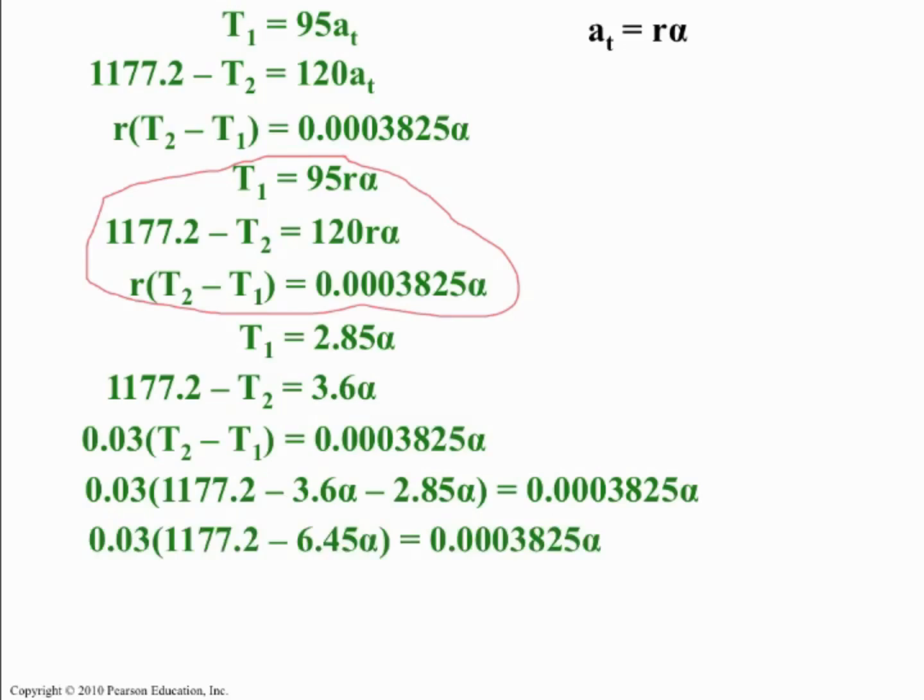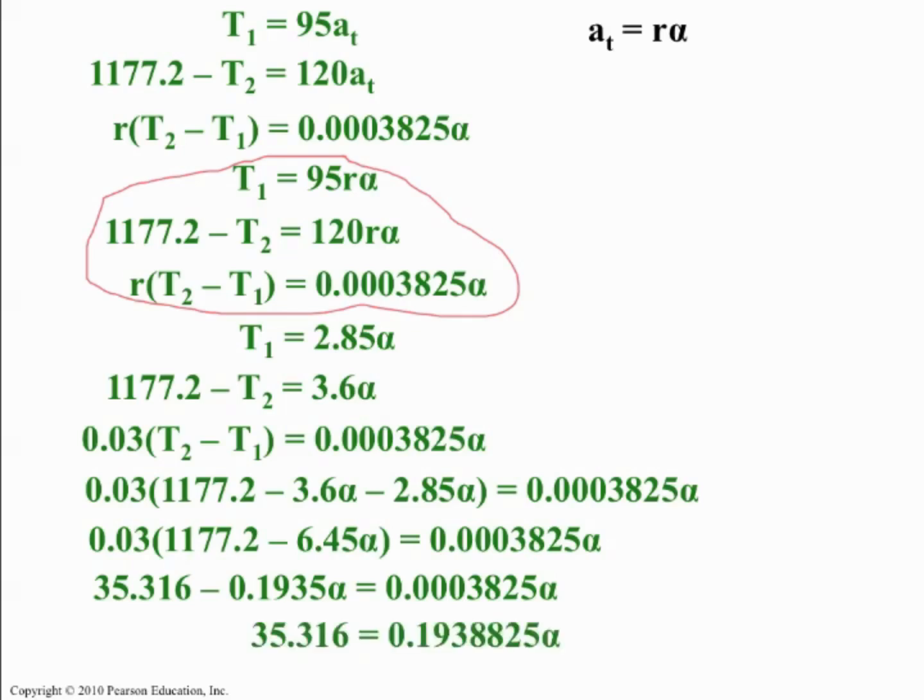Doing the algebra, we rearrange terms, combine like terms, distribute, and we'll end up with this expression, and then we can move alpha to the other side. And finally, the last step is to find that alpha equals 182.15156 radians per second squared.